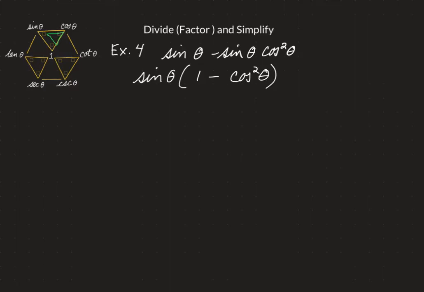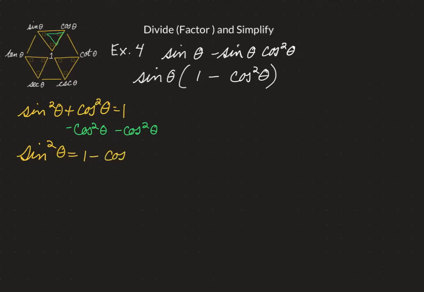So let's keep going. 1 minus cosine squared of theta. Where do I see a cosine squared? Well, let's see. Sine squared theta plus cosine squared of theta equals 1. So if I subtract cosine squared theta from both sides, I'm going to get sine squared theta equals 1 minus cosine squared theta.